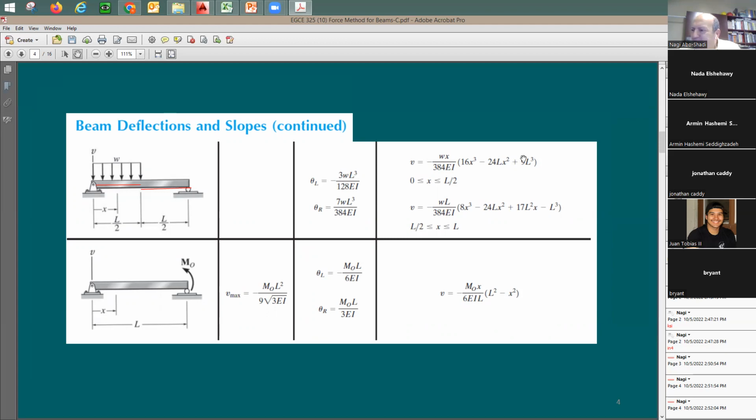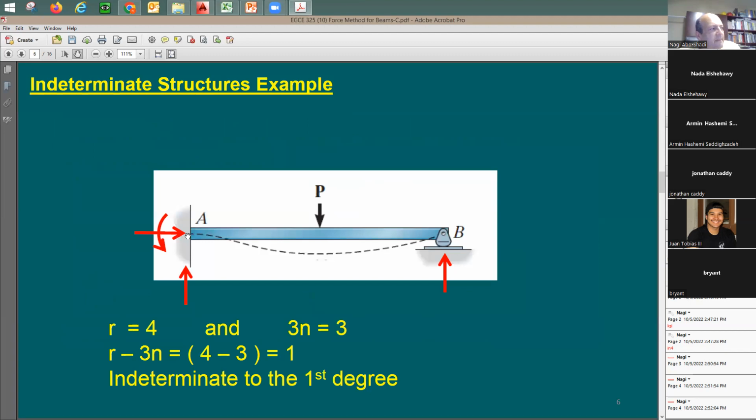It's not easy to solve. Unstable means it cannot stay. It's going to be collapsing. It is failing. So this system here, is it collapsing? Is it unstable? I'm going to say no, it is indeterminate, but it is stable.